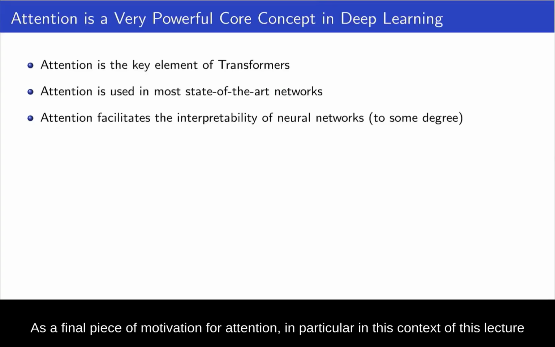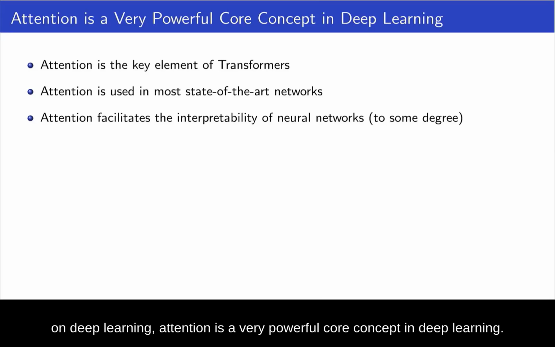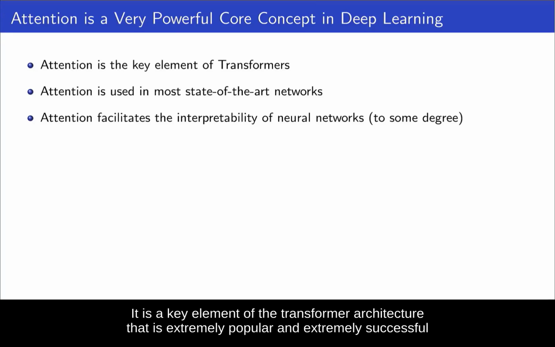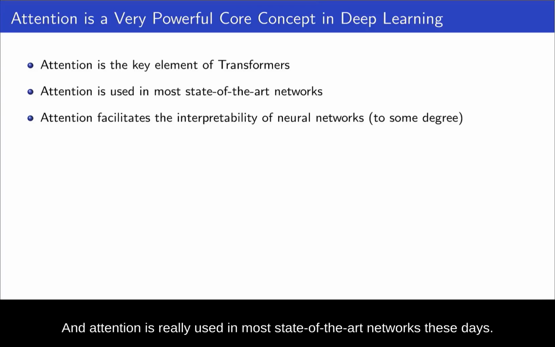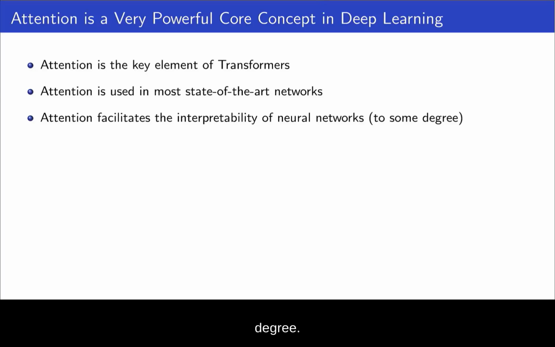As a final piece of motivation for attention, and in particular in the context of this lecture on deep learning, attention is a very powerful core concept in deep learning. It is a key element of the transformer architecture that is extremely popular and extremely successful in deep learning these days. And attention is really used in most state-of-the-art networks these days. And finally, attention also facilitates the interpretability of neural networks to some degree.